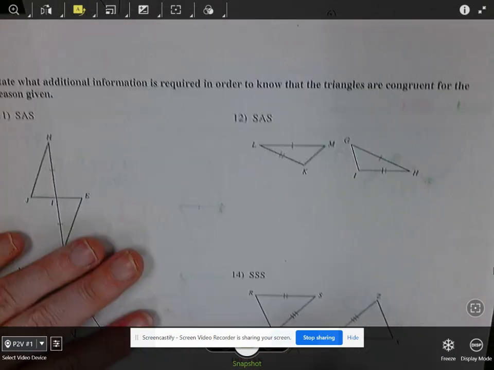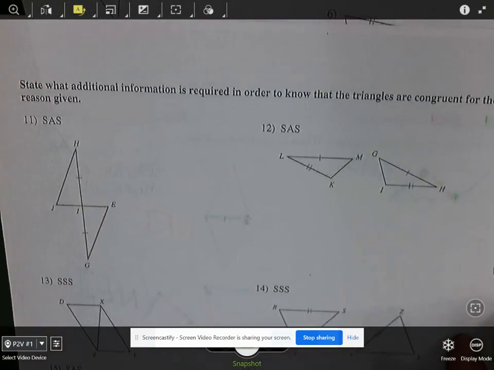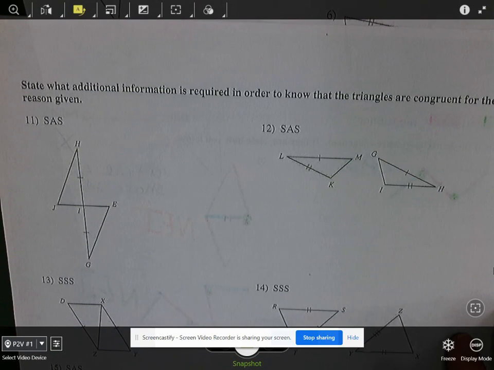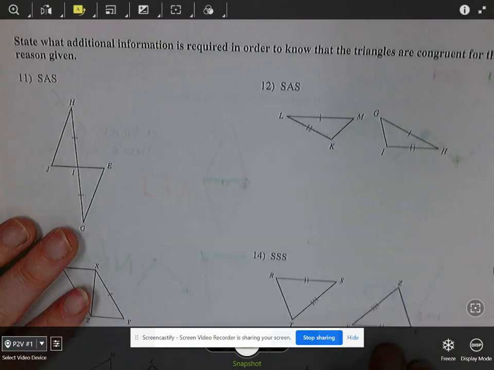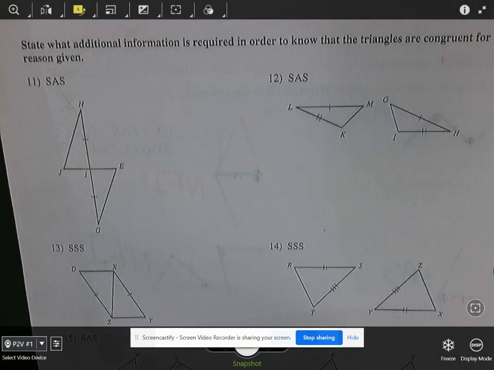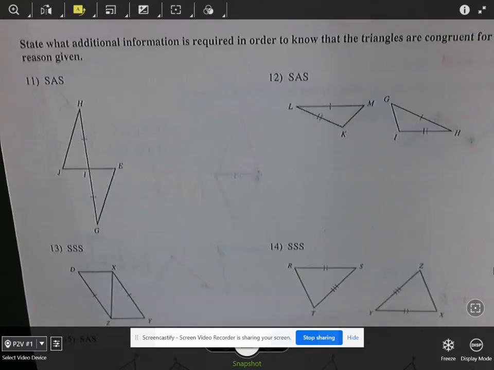This says, what additional information is needed in order to know that the triangles are congruent for the reason given? So they're telling you that there's not enough information here. You have to add and tell what information they should have put on there in order for you to use it. So first thing I would do is the same thing we did on the front page. Go through and mark any shared sides congruent and any vertical angles congruent.